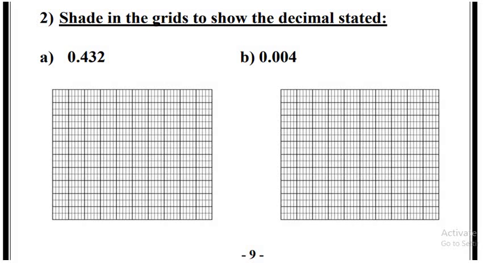Number 2, shade each grid to show the decimal stated. Here grids means the models. In letter A, 0.432 or 432 thousandths. So we are going to shade how many small squares? 432. Here, as we said before, 100 means I'm going to shade one column. So here I shade 100, 200, 300, 400.